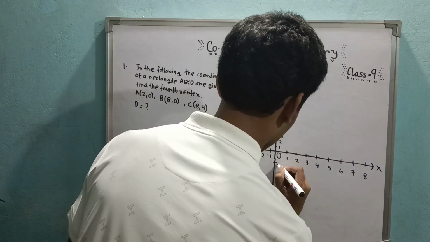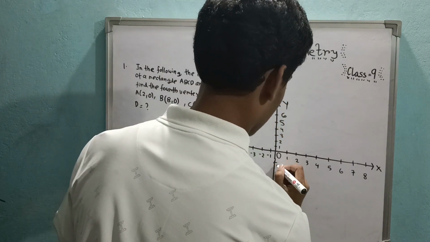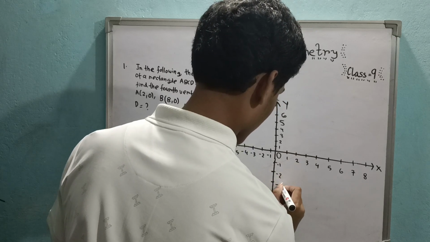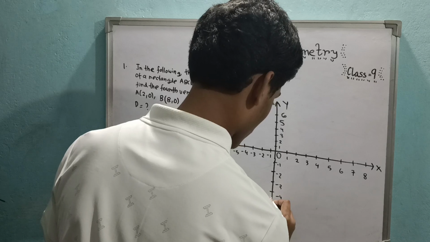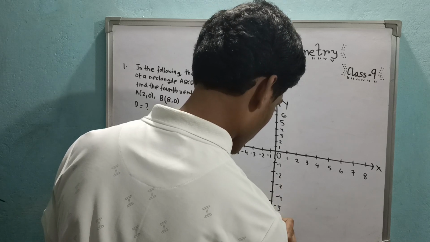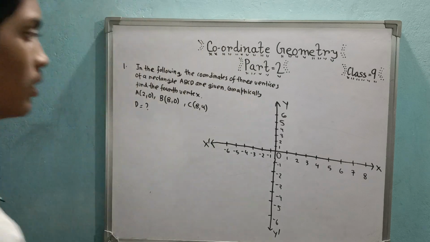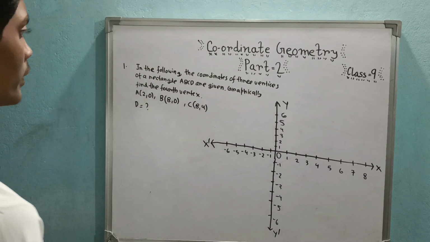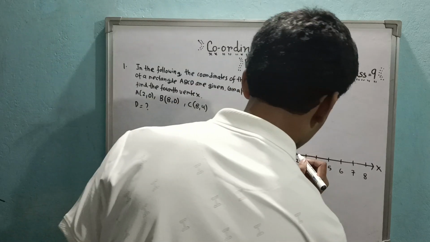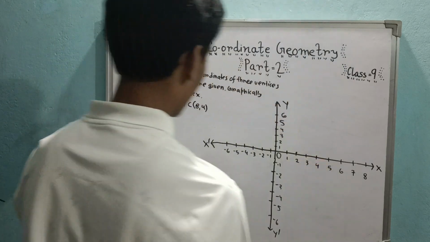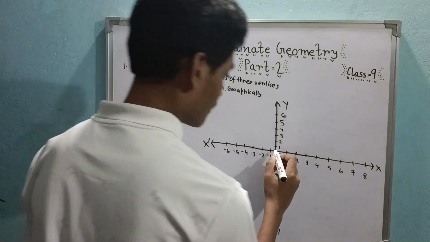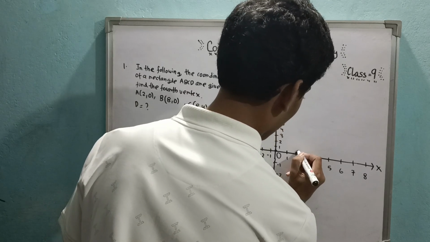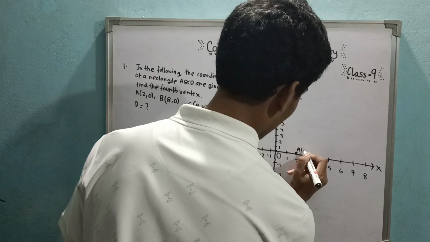Then here -1, -2, -3, -4, -5. Let it be up to -6 here as well. Now let's plot the given points. A (2, 0) means 2 units on the x-axis first of all, here, and 0 units on the y-axis. The intersection of these 2 points is this one. So this is my A (2, 0).